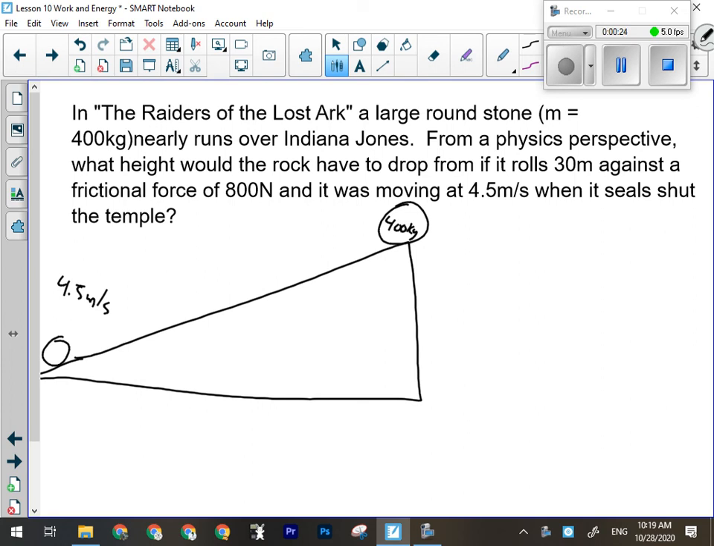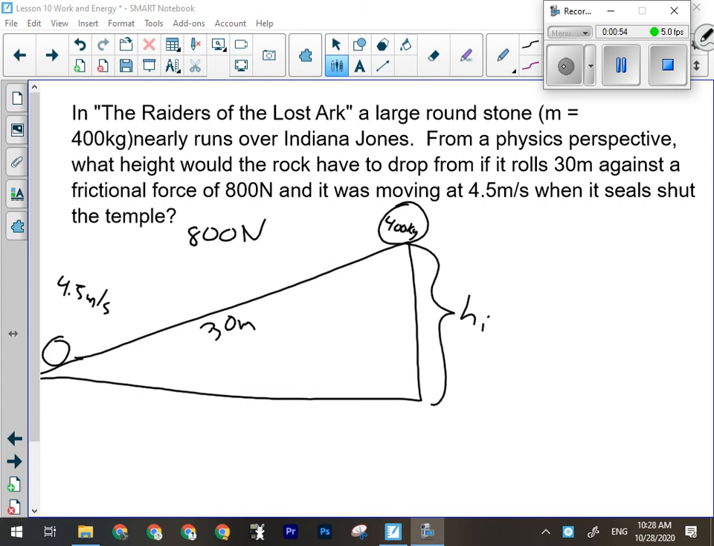And obviously the length of the ramp is 30 meters. Force of friction is 800 newtons. What we're looking for is how high it was dropped from. This one's actually a bit easier than the ones we did yesterday because there's less numbers here. All right, so we'll give you a few minutes, see how you do on that.